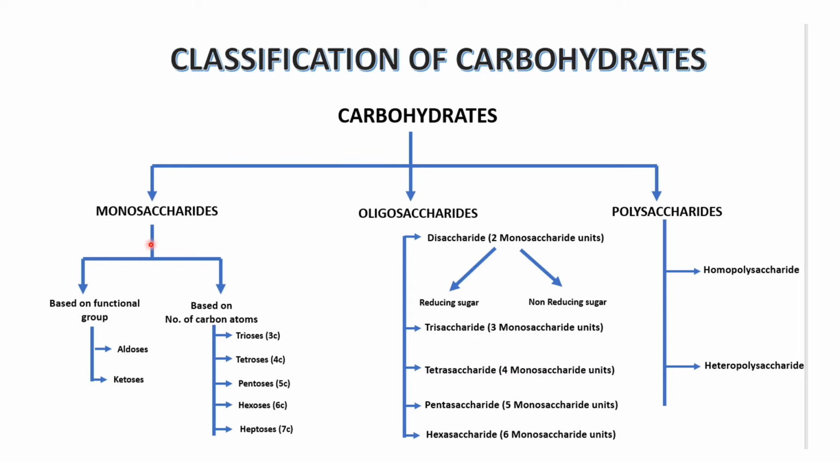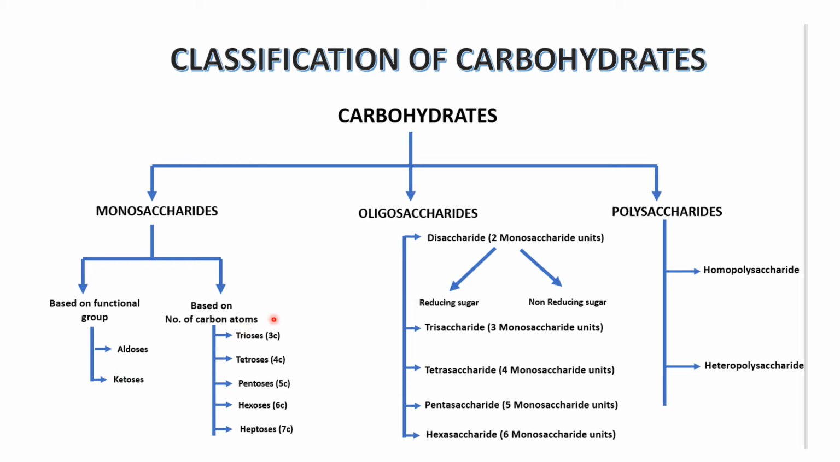And thus monosaccharides are further subdivided into two groups. The first one is based on the functional group. We all know the definition of carbohydrates. It is the polyhydroxyaldehyde or ketone or compounds which produce them on hydrolysis. So here we can see two functional groups, that is the aldehyde and ketone. So if a monosaccharide molecule contains aldehyde functional group, it is known as aldoses. And if it contains ketone functional group, it is known as ketoses.